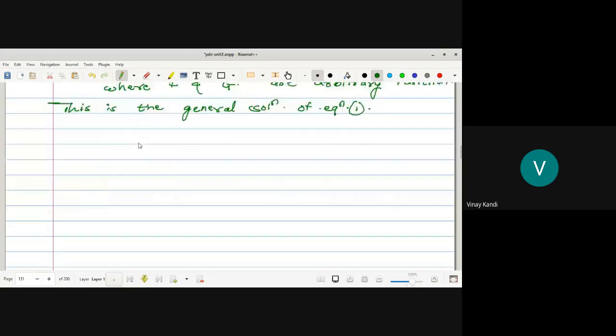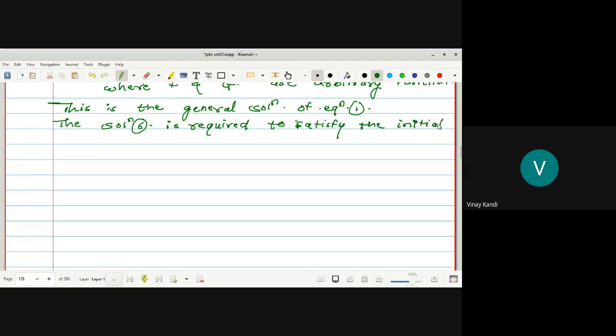Okay, now look at here. This is the general solution of equation 1. The solution 6. Okay, the above equation, that is solution 6, is required to satisfy the initial condition. Okay, initial condition 2 and 3. Okay, that is equation 2 काय तुमचा y of x0 is equal to f of x.